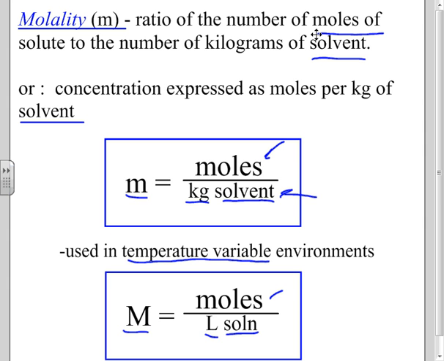Molality is used quite a bit in a temperature variable environment. That is because mass does not change with changes in temperature. You can increase temperature, you can decrease temperature. The grams or kilograms of the solvent is not going to change, but the volume will change. If you change temperature, the volume will expand or contract, and that is going to change molarity. So if it's used in something that's going to change temperature significantly, then molality is preferred over molarity.